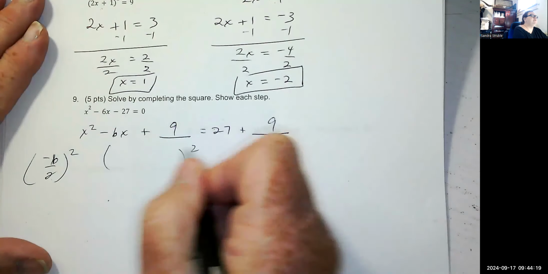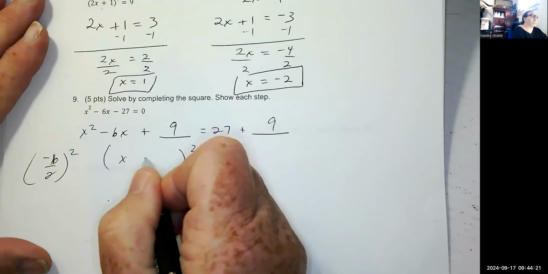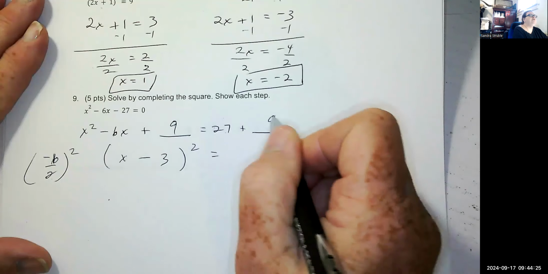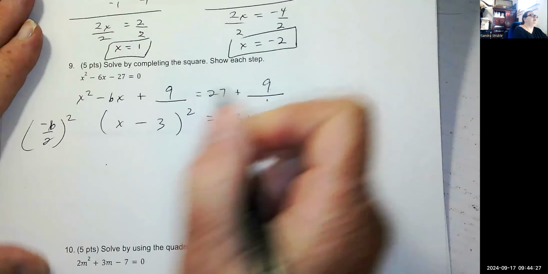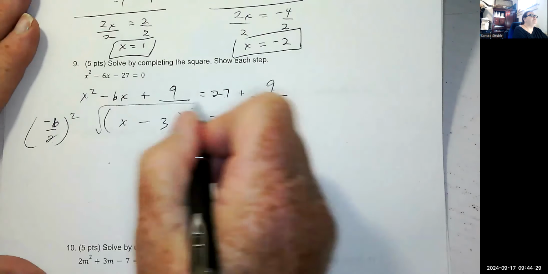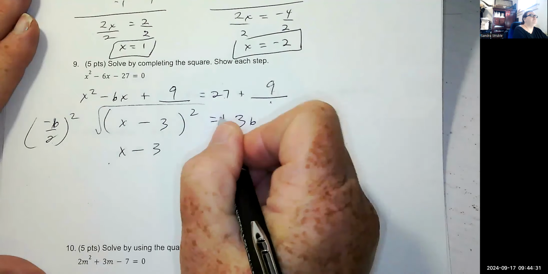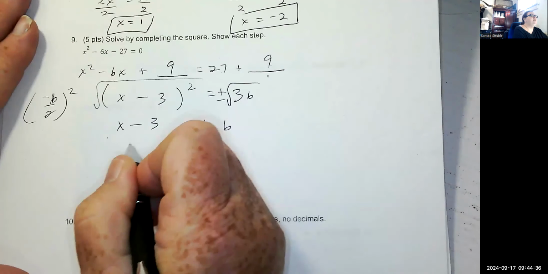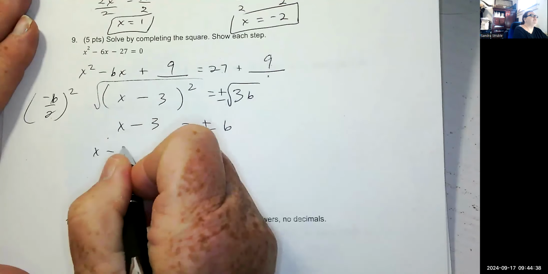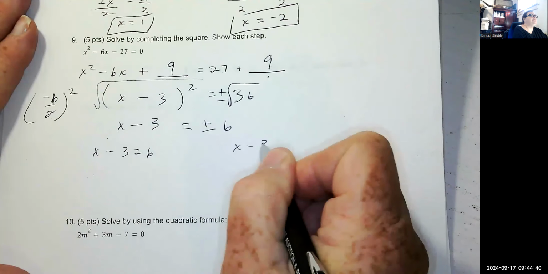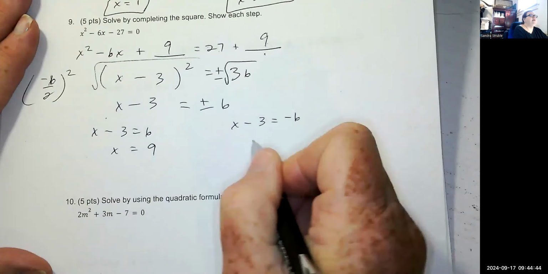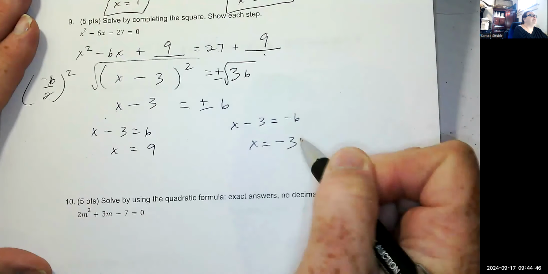Now I'm going to complete my square. Square root of the first, sign of the middle, square root of the last. Now we're going to take the square root of both sides. Plus or minus on this side. And then I'm going to separate these. x minus 3 is equal to 6. x minus 3 is equal to -6. So x is equal to 9, and x is equal to -3.